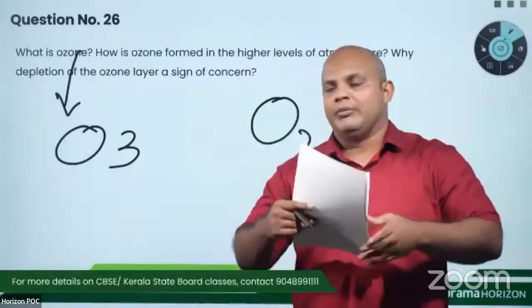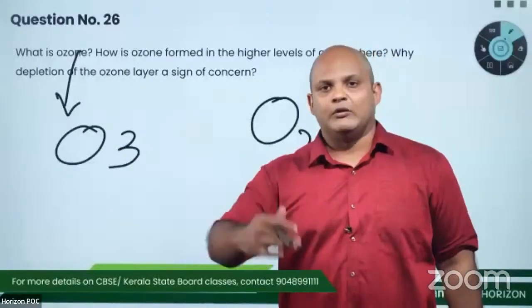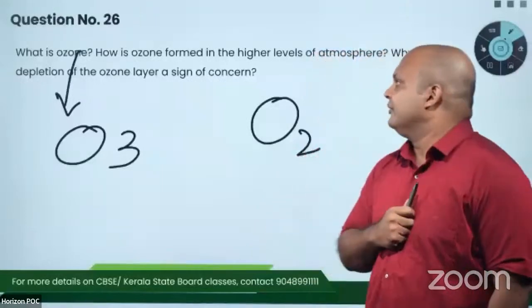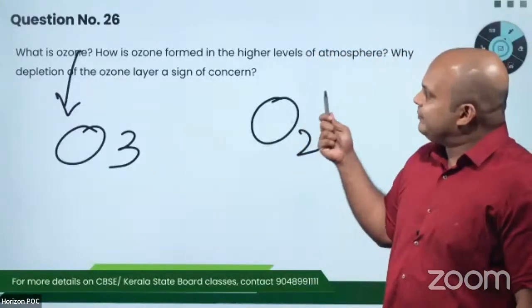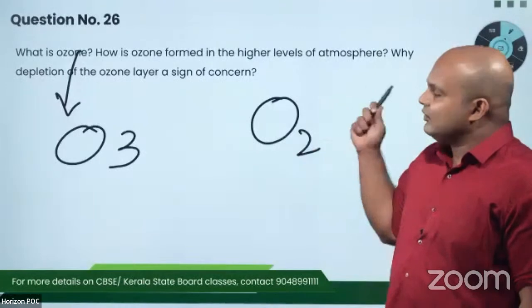Oxygen. The oxygen molecules combine and they form ozone. This is how ozone is formed in the upper atmosphere. Next, why is the depletion of ozone layer a concern for us?